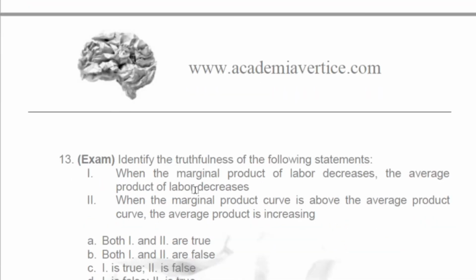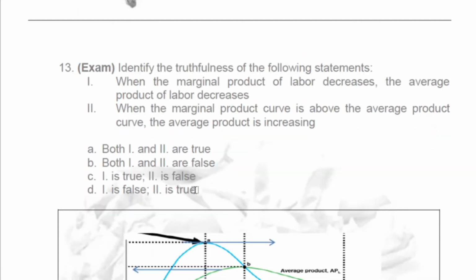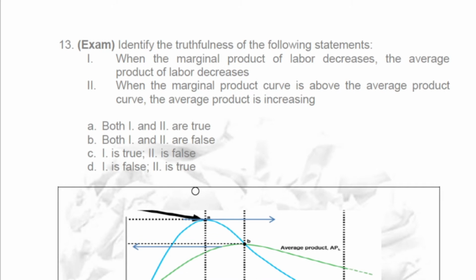Well, now number 13. This is an exam question. Identify the truthfulness of the following statement. When the marginal product of labor decreases, the average product of labor decreases. When we have this type of sentences, we need to do the graph of average product of labor, marginal product of labor, and so on, as we did with the marginal cost, average total cost graph in questions 1 and 2.